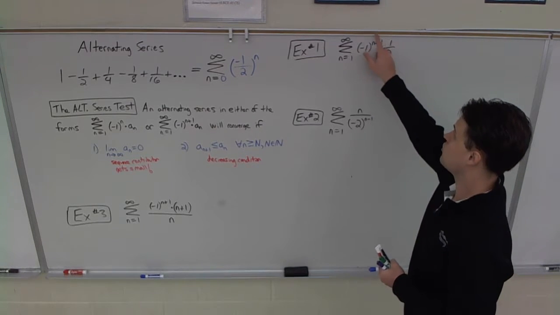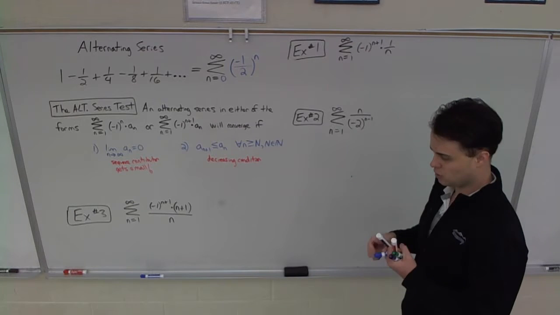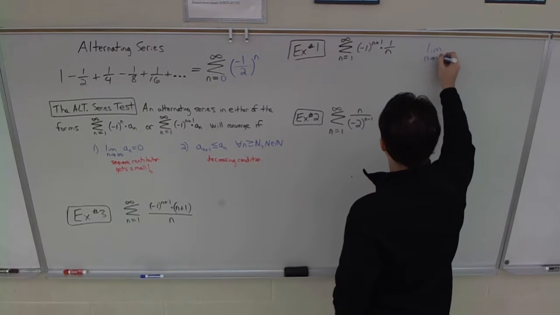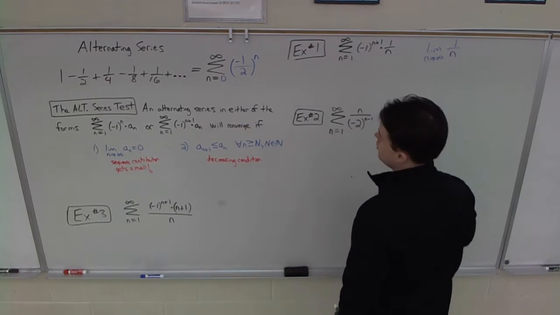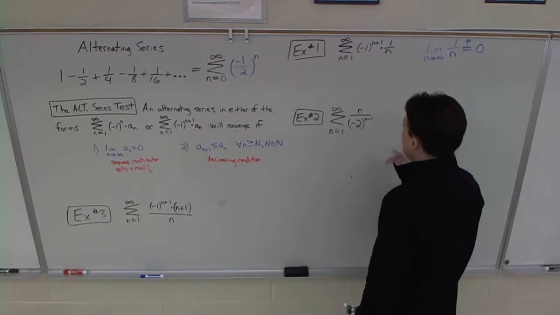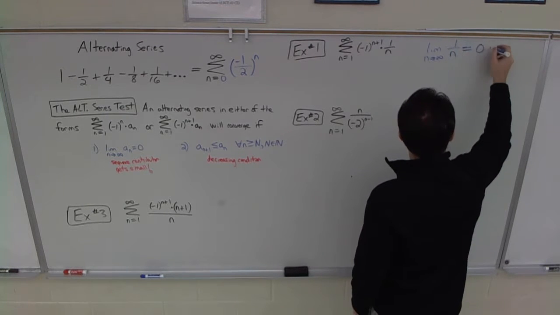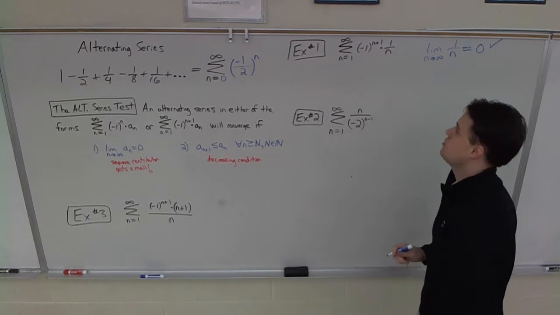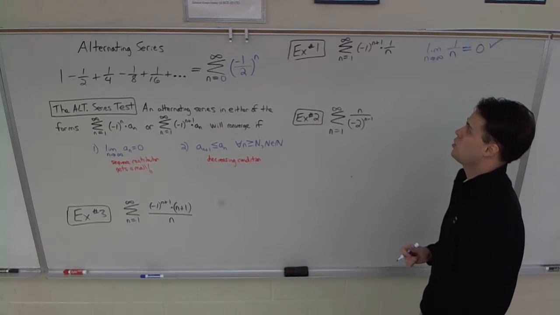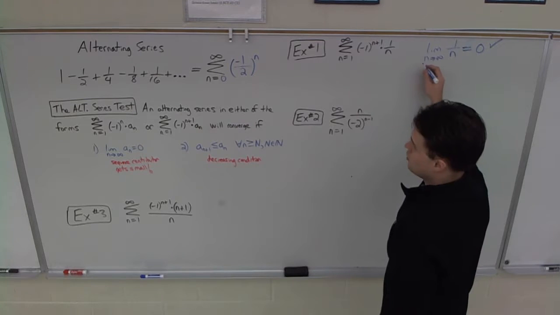Well, remember, we ignore the alternator part and we check the 2 conditions. The limit as n approaches infinity of a sub n, which is 1 over n, does that go to 0? Well, yeah, clearly, that's like the simplest limit ever. Of course, 1 over something infinitely large is infinitely small, or 0. So, check. We got condition 1.